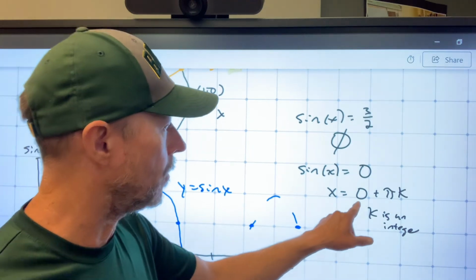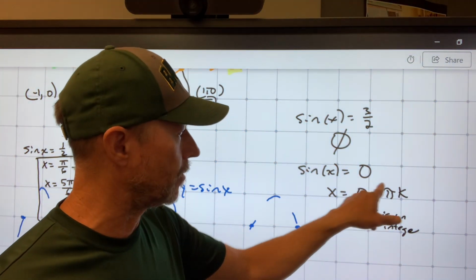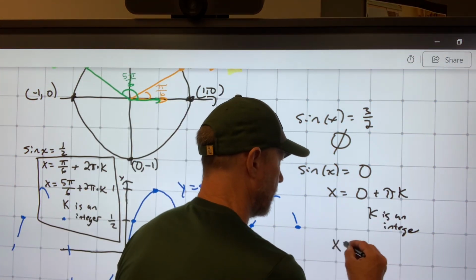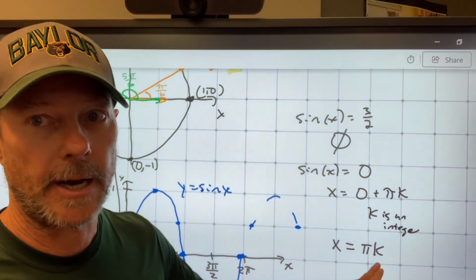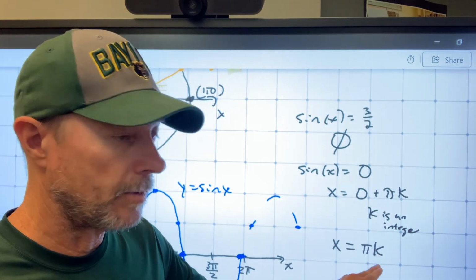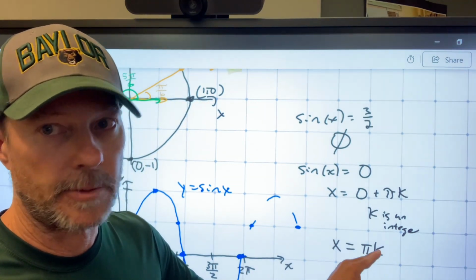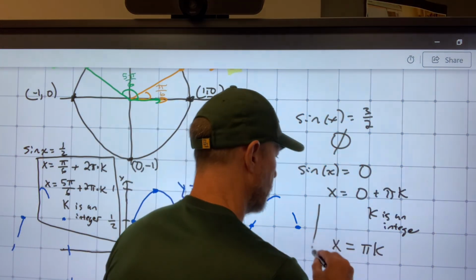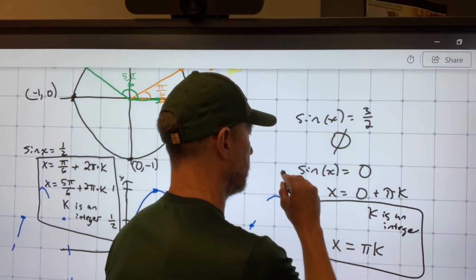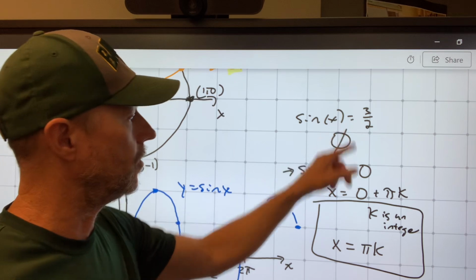Okay, but this seems redundant to say 0 plus something. So in other words, we would just say x equals k pi. It's all the whole number pi's. 0 pi, 1 pi, 2 pi, 3 pi, negative 1 pi, negative 2 pi, negative 3 pi, and so forth. And so this would be the solution to this equation. And this one would have no solution.